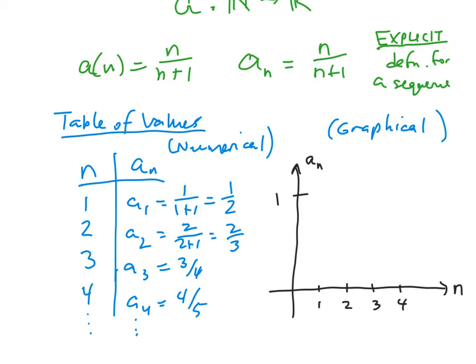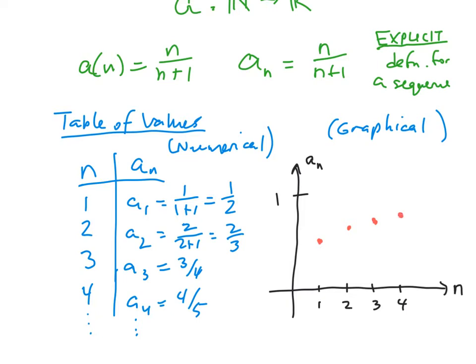And then I can create a graph just by plotting several ordered pairs, where each ordered pair has an input on the horizontal axis and an output on the vertical axis. So when n is 1, I got a sub n equals 1/2. A sub 2 is equal to 2/3. A sub 3 was equal to 3/4, a sub 4, 4/5, and so on.